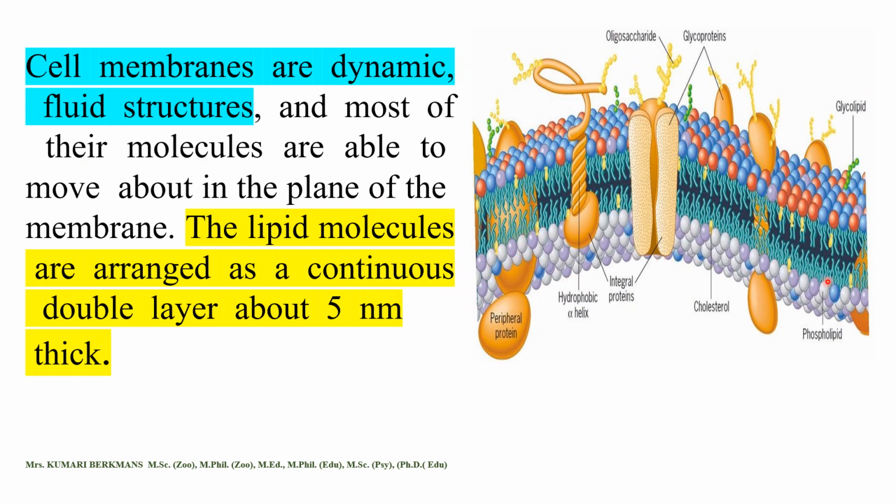What you are seeing here is the structure of the membrane. This is the electron microscopic structure. This is a dynamic fluid structure, and most of its molecules move about in the plane of the membrane. For example, the blood vessel is carrying so many nutrients, and those nutrients are coming into the cell. If you think, this is the inner part of the cell, this is the outer membrane, and this is the blood vessel.